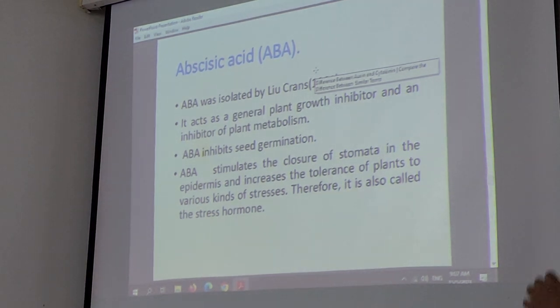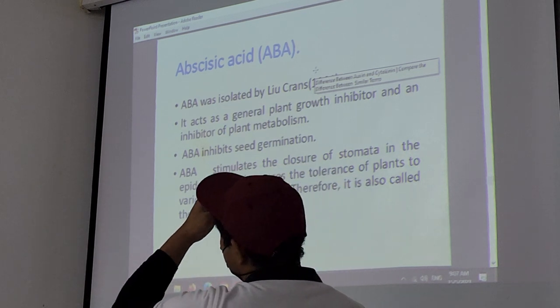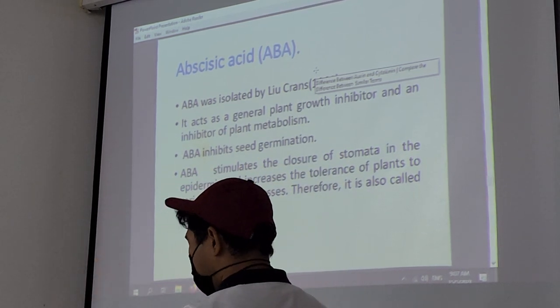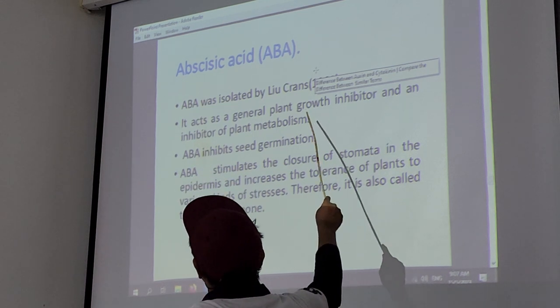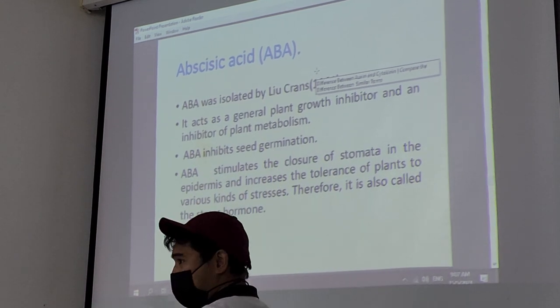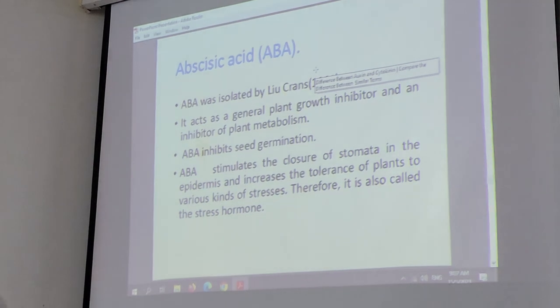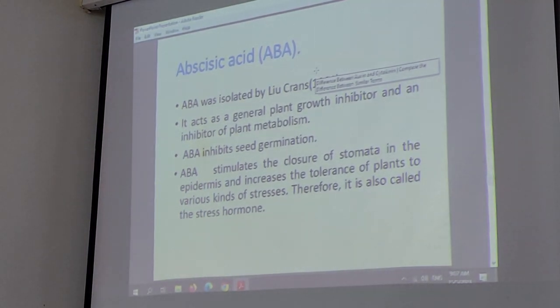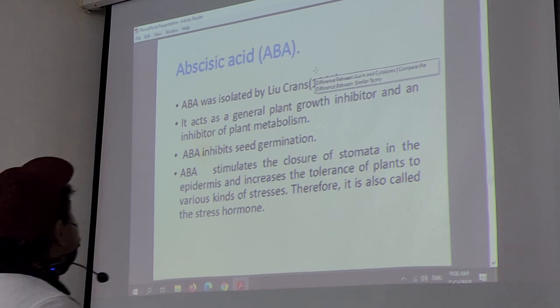So ABA acts as a growth inhibitor and also a repressor for both growth and metabolism, meaning that it can inhibit the physical growth of the plant, something that you can see, and also repress things physiologically inside the plant that you cannot see. It can do both, right?